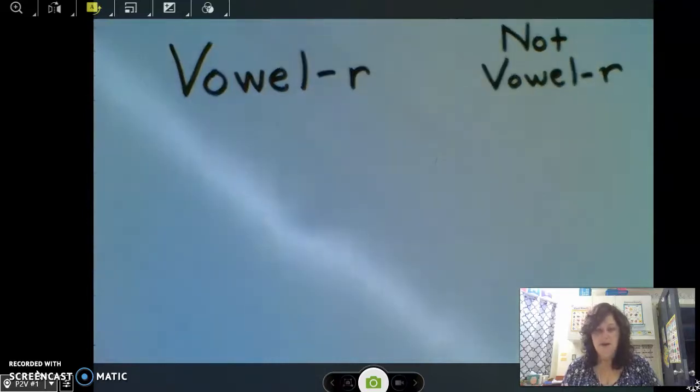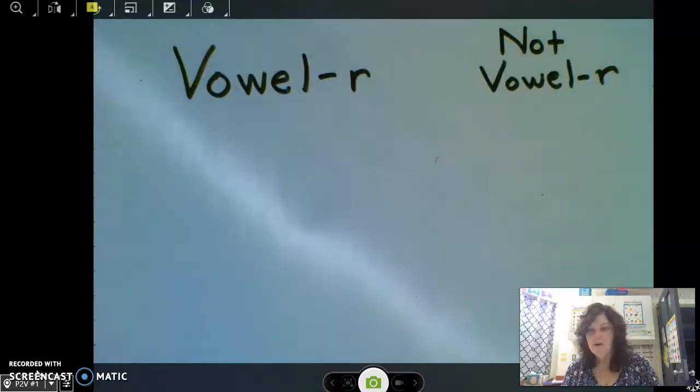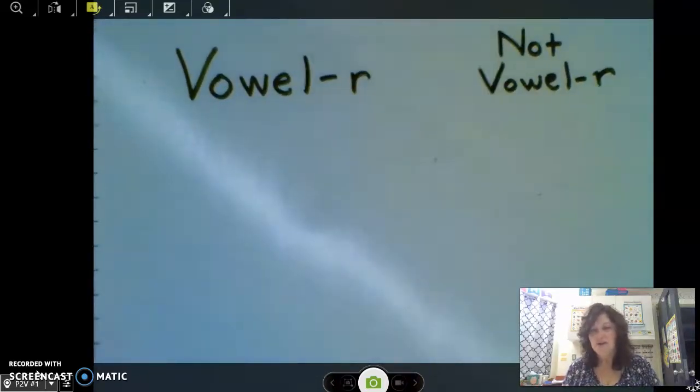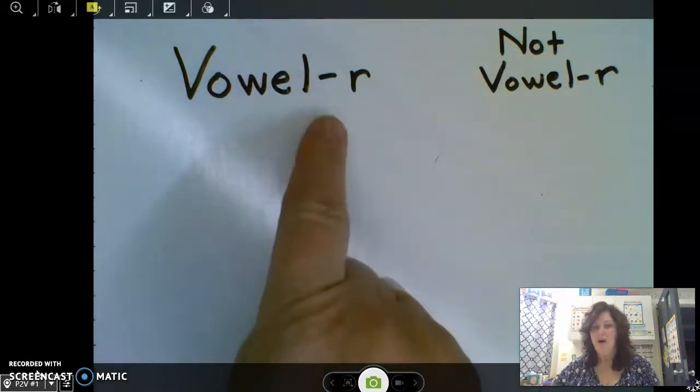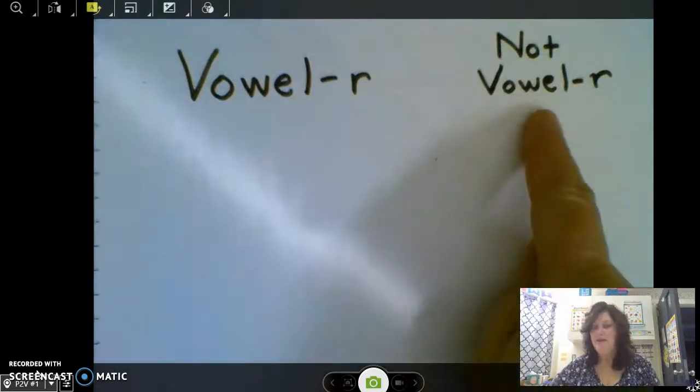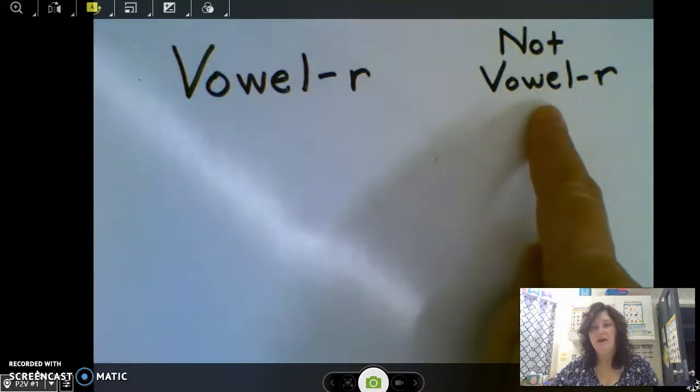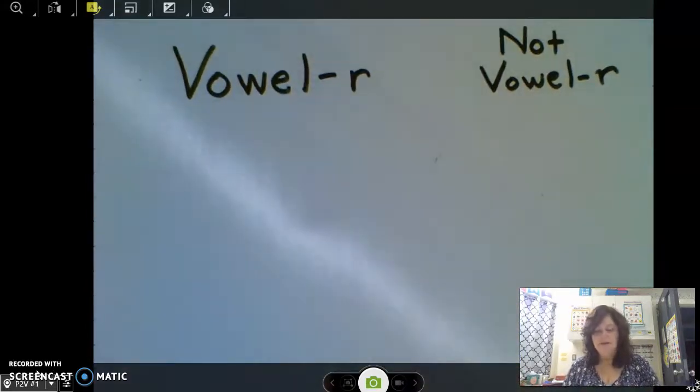So get a piece of paper or a dry erase board, get it quickly. If your teacher needs to, pause the lesson for a moment so that you can have your materials ready. Okay, so at the top I want you to write vowel-R and then another column for not vowel-R. Okay, so here we go.